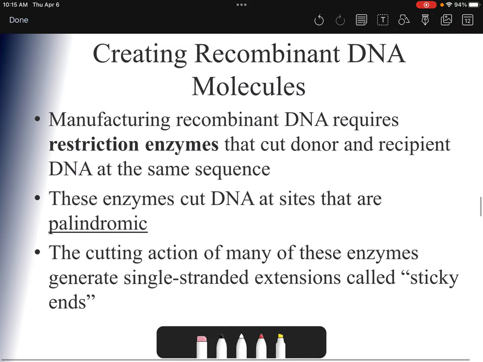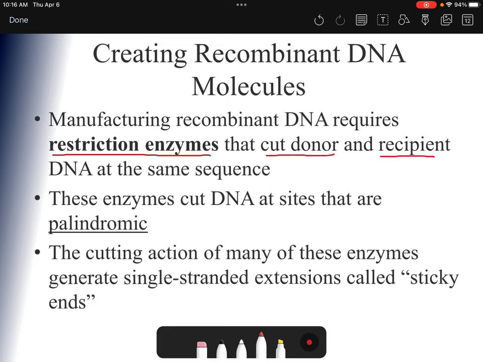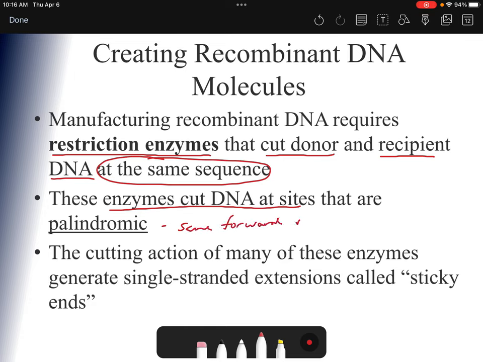So how do we actually go about creating a recombinant DNA molecule? Well, first, we need what are called restriction enzymes. These cut both the donor and the recipient DNA at the same sequence. And these enzymes cut DNA at sites that are palindromic. That means same forward and backward. Think of the word like race car, spelled the same forward and backward. Well, these restriction enzymes find sequences that are the same forward and backward on both sides of the DNA strands.